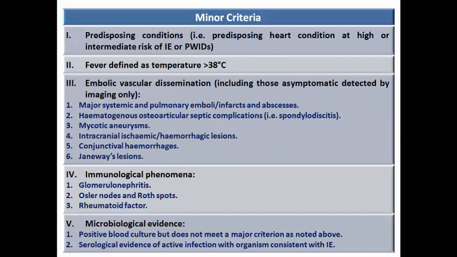And the minor criteria: presence of predisposing condition, fever more than 38 degrees centigrade, presence of embolic vascular complication either symptomatic or even asymptomatic, presence of immunological phenomena, or presence of microbiological evidence not fulfilling a major criterion.